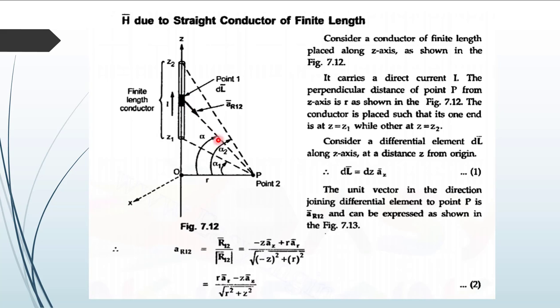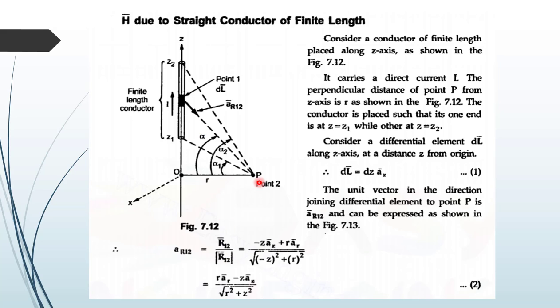So this is my distance now. If I join dl with point P, this is my distance between point P and dl. That distance we will call R12, and we have to find the unit vector along that R12, that is a cap R12. So a cap R12 is equal to R12 divided by its magnitude.